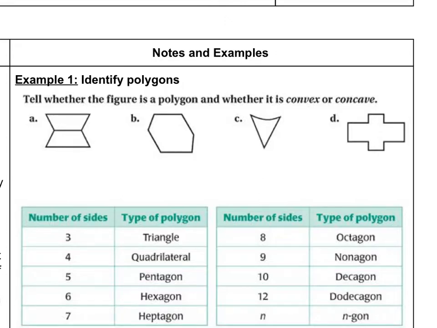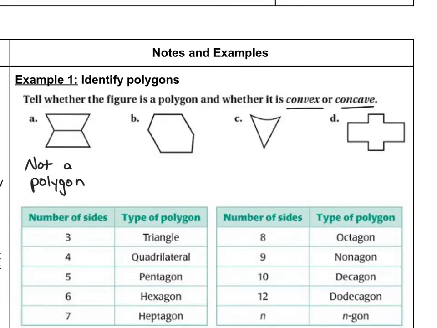As I look at example 1a here, I can see that they are all line segments, but my problem is right here and right here. I have 3 lines coming in and not just 2. Because of that, this is not a polygon. And because it is not a polygon, we're not going to worry about whether it's convex or concave.